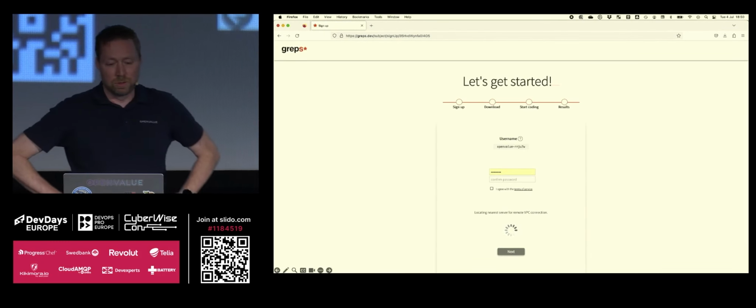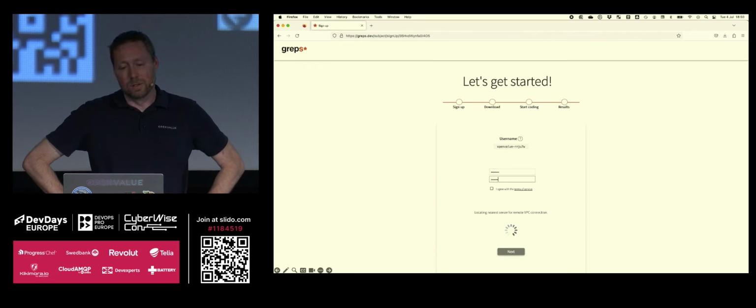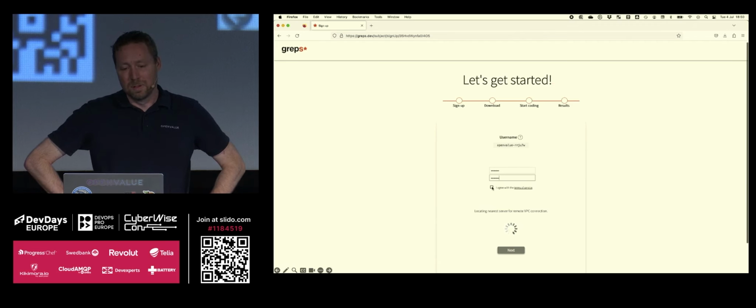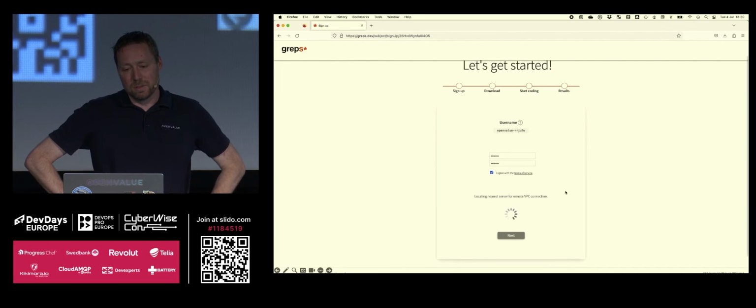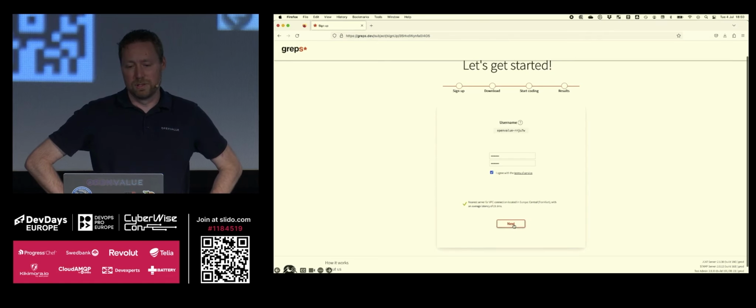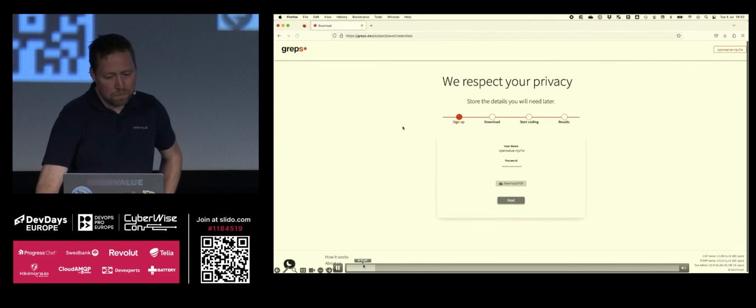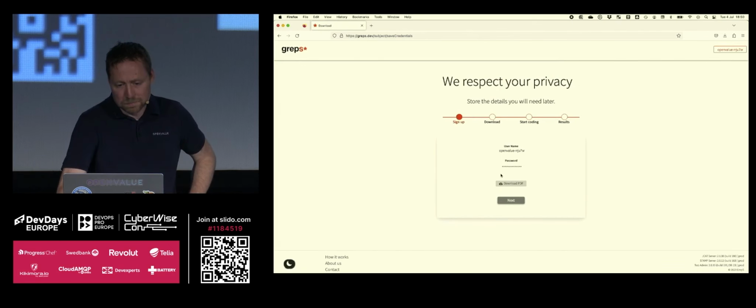So if you go to the GRAPS platform, you type in your credentials, and it tries to figure out where you are and locates an AWS machine near you, spins it up. You go into a virtual machine that hosts the platform. Here you go.